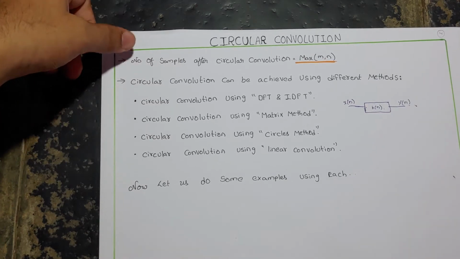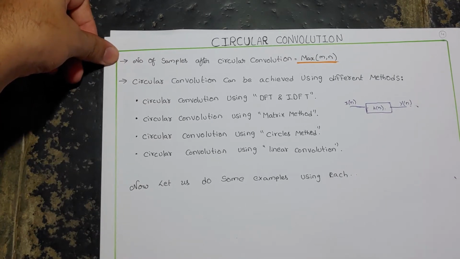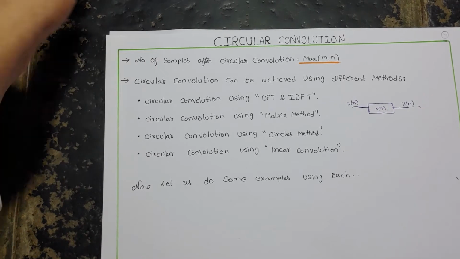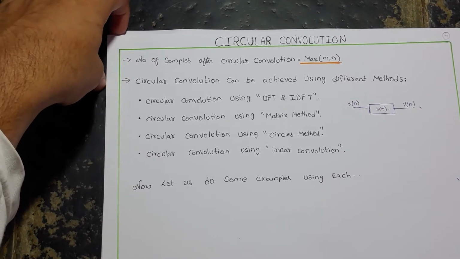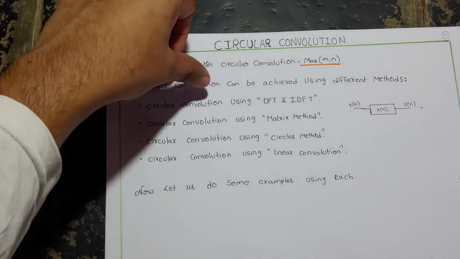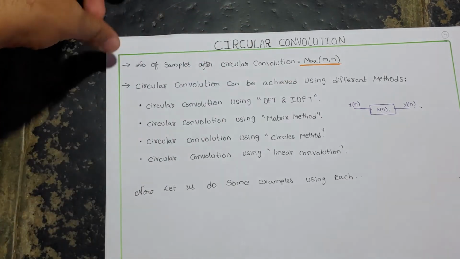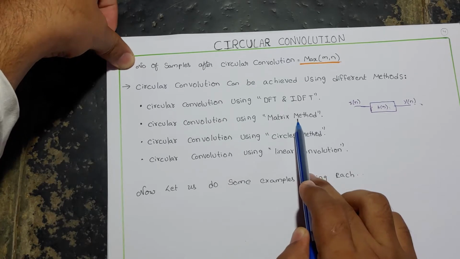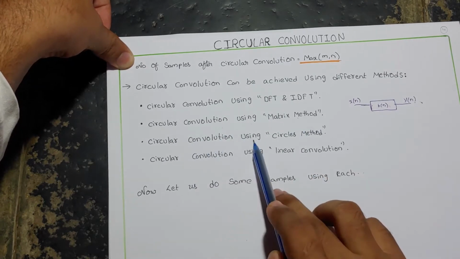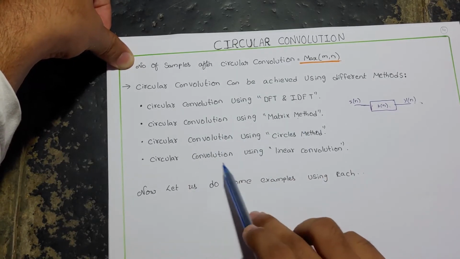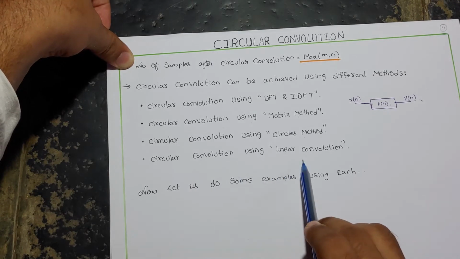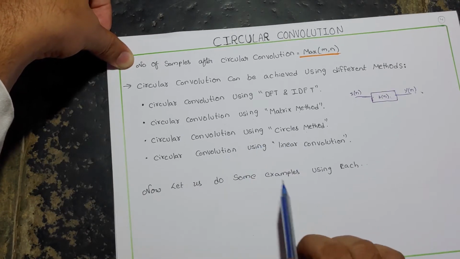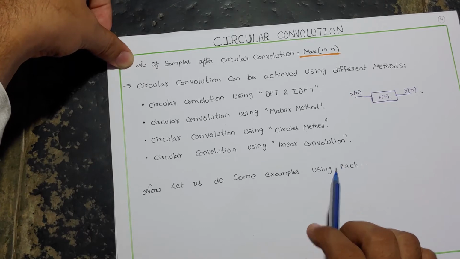Generally, we have four ways to find the circular convolution. Those are circular convolution using the DFT and IDFT, circular convolution using the matrix method, circular convolution using the circles method, and circular convolution using linear convolution. Now let us do some examples on each.